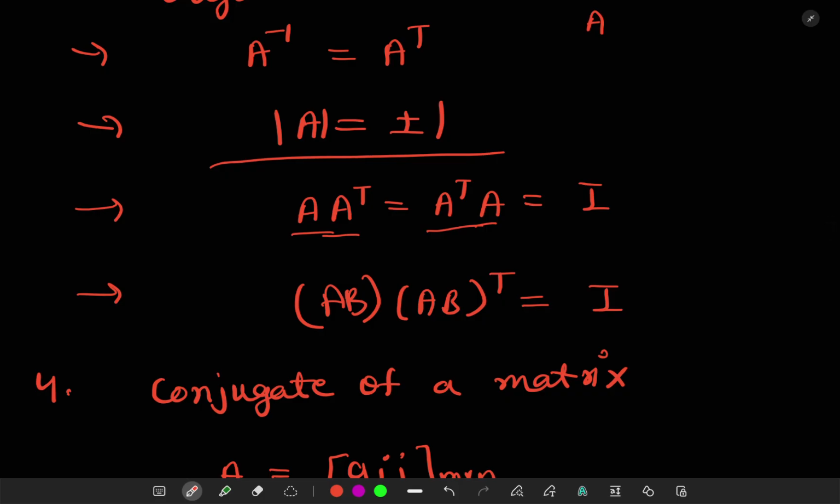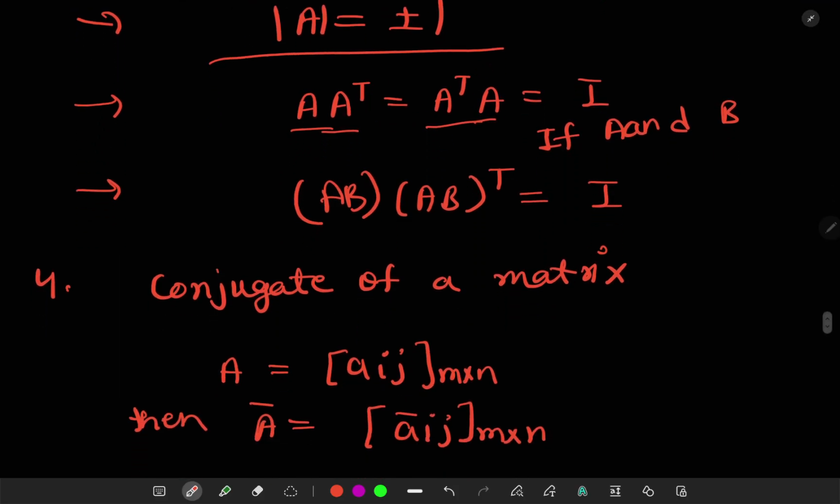Using this property, if A and B are orthogonal matrices, then the product AB and its transpose is equal to the identity matrix.